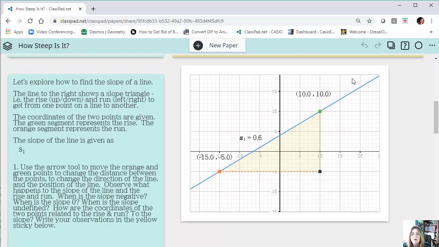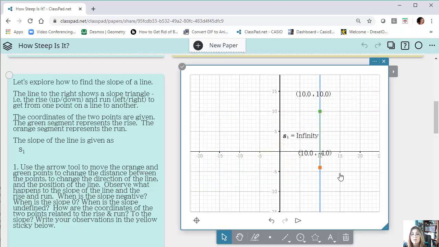Then as they move down, we're going to be a little bit more formal here. We're going to actually put a line, and you'll see this has a slope triangle where this green represents the rise that we have to do from one point to the other. So if I'm at point orange, I have to rise up and I have to run over. So the green represents the rise and the orange represents the run, and they can play around with this, and you'll see that everything changes.